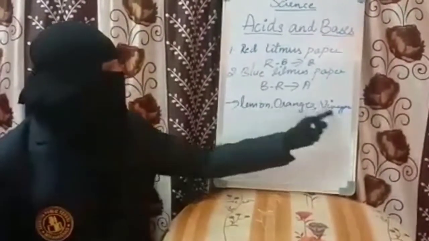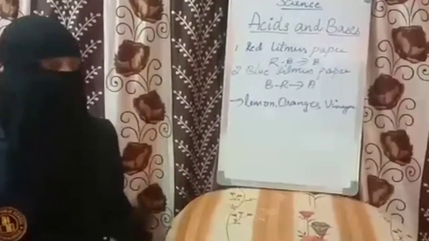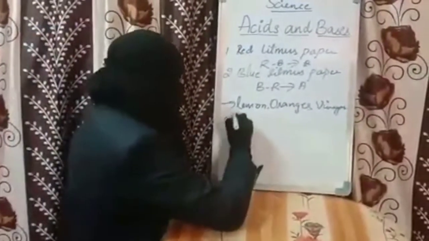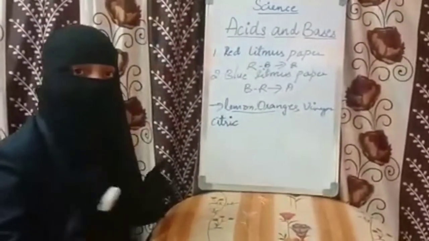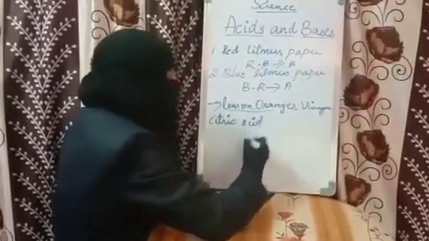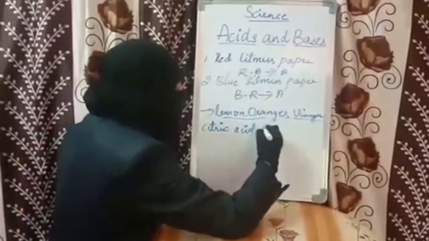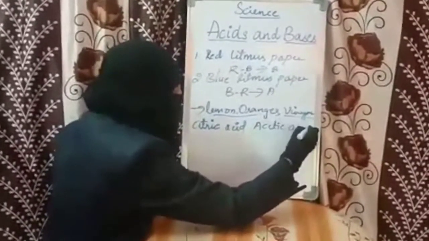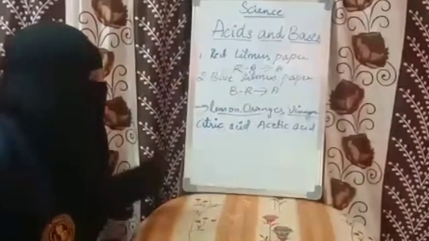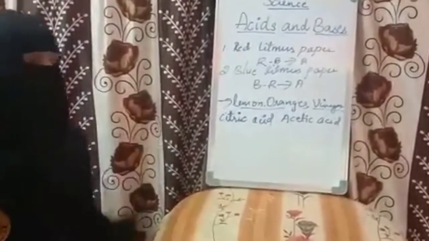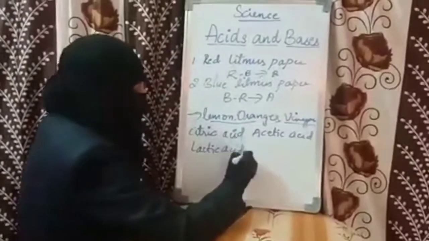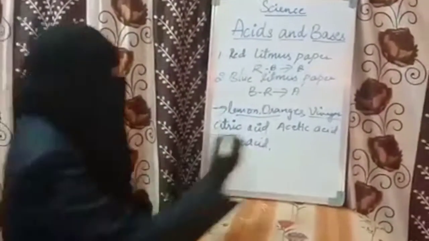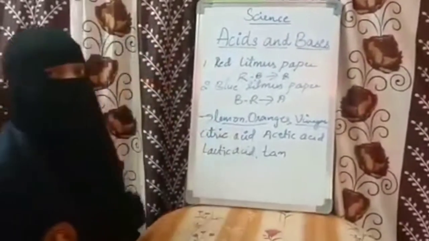So lemon, oranges and vinegar are acidic in nature. That means they contain some acid. Lemon contains citric acid. Lemon and oranges belong to the same family, so both of them contain citric acid. Vinegar contains acetic acid. In the same way we have some more materials which contain acids. Let us take the example of curd. Curd also contains acid, that is called lactic acid. And tartaric acid is present in tamarind and tea leaves.